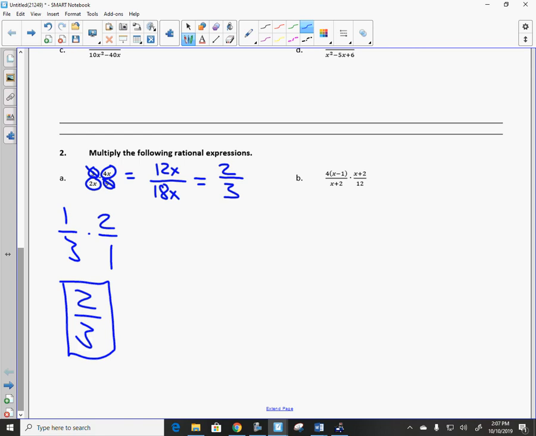Look at the next one. I don't want to multiply that all out. I want to look to see if something will cancel. What's going to cancel? X plus 2 cancels x plus 2. Hey, does 4 over 12 cancel? Simplify? What do I get? So I get 1 over 3 times x minus 1 over 1. So it's x minus 1 in the numerator. So I get x minus 1 over 3.